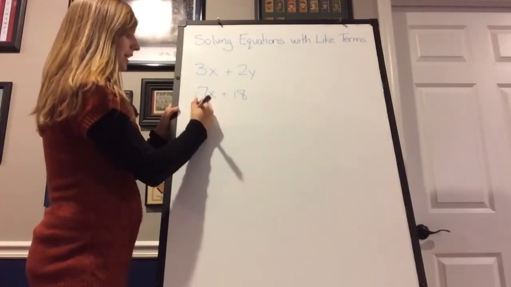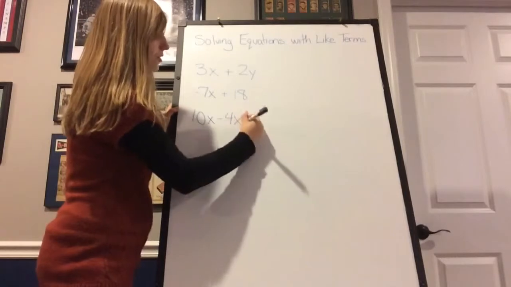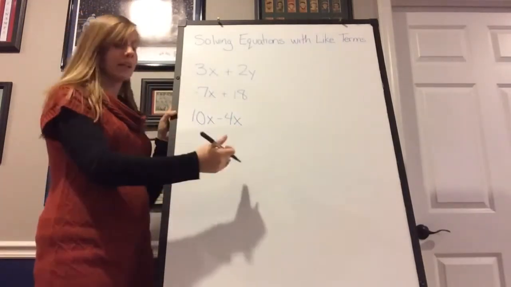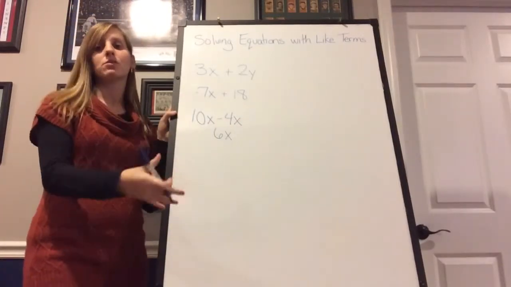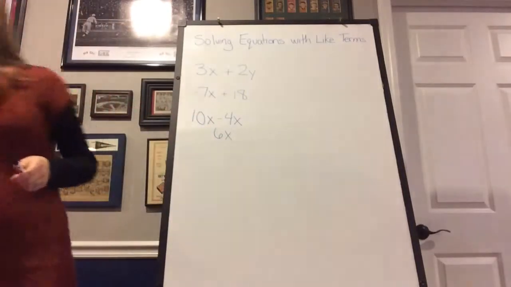But if we have something like 10x minus 4x, those you can combine because they have the same letter. So 10x minus 4x is 6x. So you can actually simplify that. So we're going to be using this concept in our problems that we're solving today.